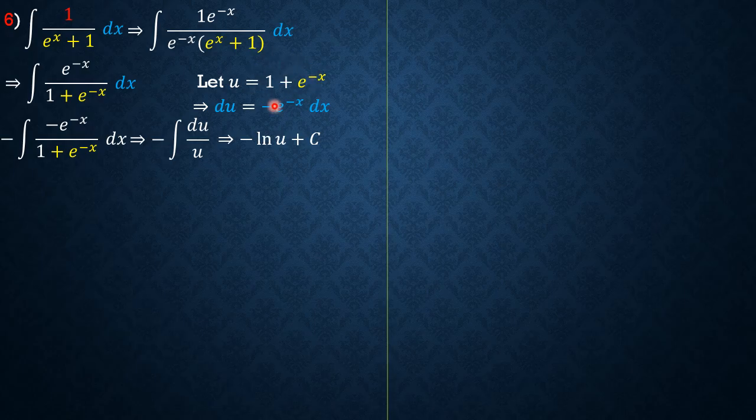But what is our u? Our u is 1 plus e raised to the power negative x. We are going to have negative the natural log of 1 plus e raised to the power negative x, plus c. Great. That's it, guys. Hope you found it interesting. Let's look at the next part.